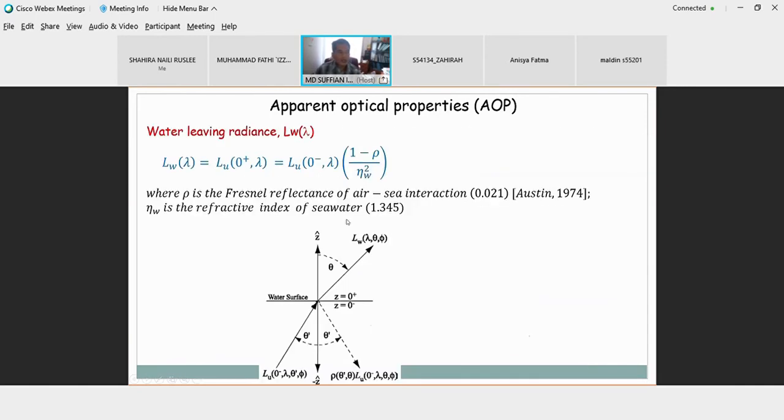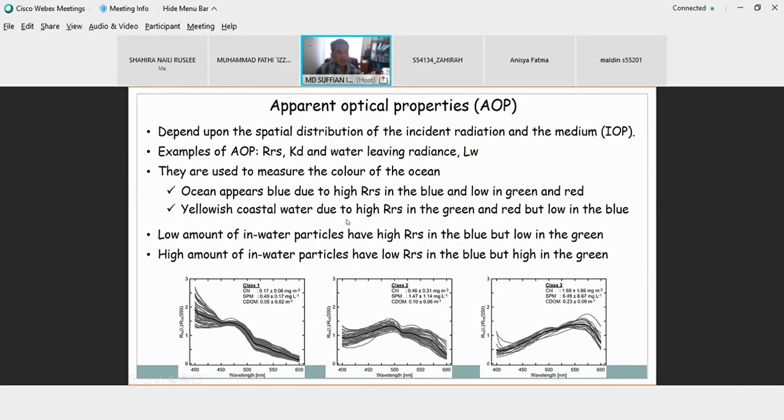So we have apparent optical properties. Yang tadi inherent optical properties, so you can ingat inherent. The light properties that depend on the medium and independent of the geometric of light field. Dia tak bergantung kepada the geometric ataupun the spectral distribution of light field. Dia cuma bergantung kepada particle sahaja.